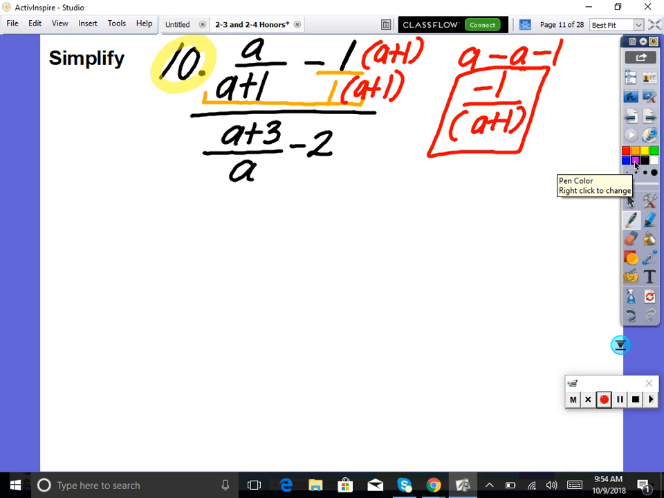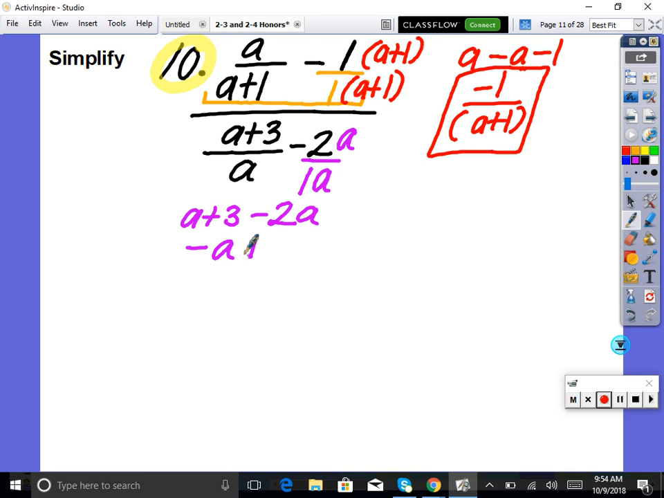Now we're doing the bottom. You'd say, so we have a plus 3 over a, minus 2 over 1. Then you get a common denominator, times by a over a. So our numerator is a plus 3 minus 2a. So wouldn't that be negative a plus 3?